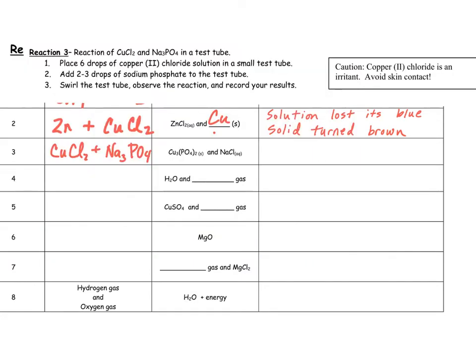The reactants are CuCl2 and Na3PO4, sodium phosphate. The products should be a solid copper phosphate and an aqueous sodium chloride.